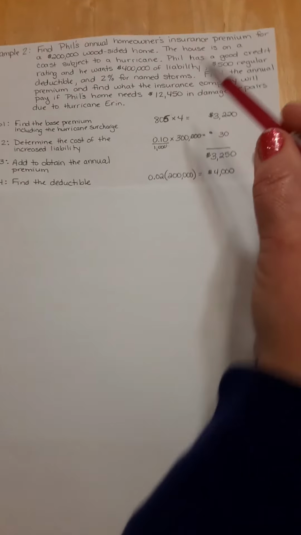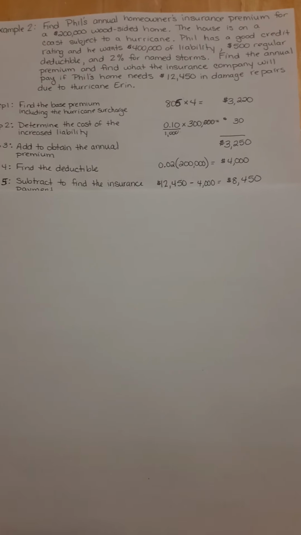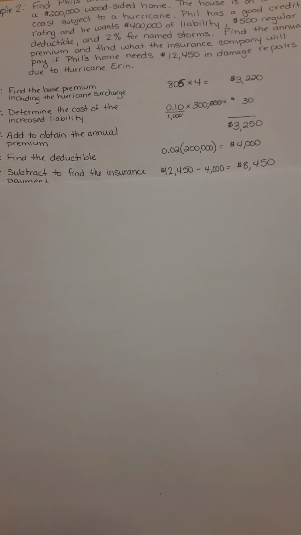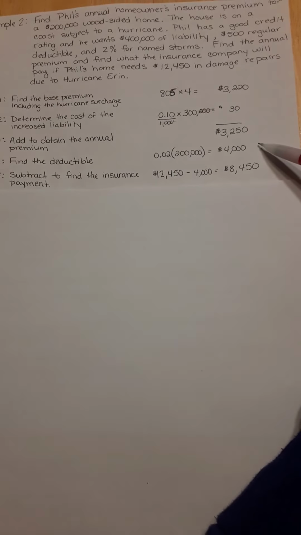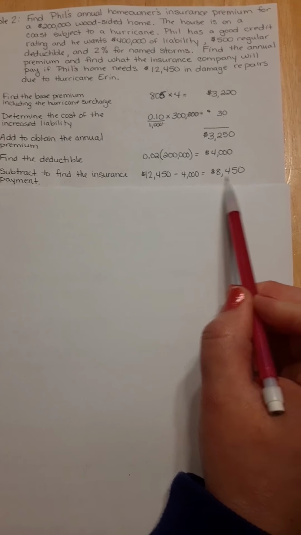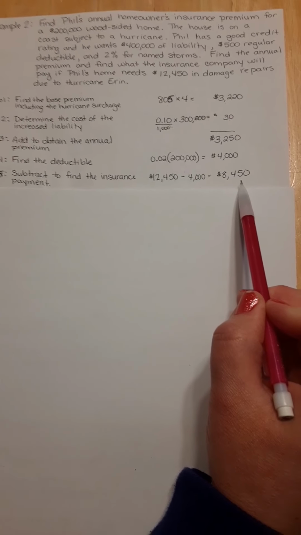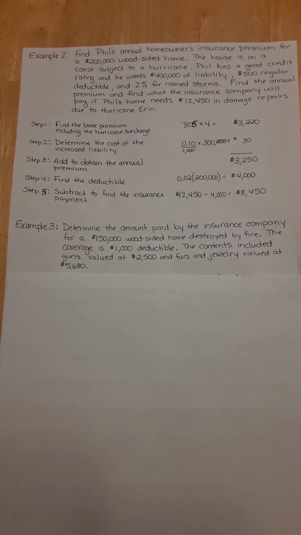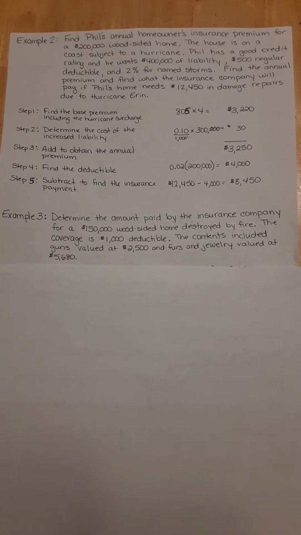Now, the last part of the problem says, okay, how much does the insurance company have to pay? Well, to do that, we know we have the cost of the repairs, which is $12,450, and now I subtract the family's deductible. What's left over here, the $8,450, is what the insurance company pays. Okay, we're going to go ahead and do example 3 here, which is another example of loss.